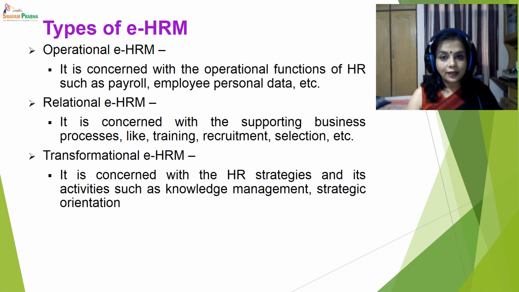There are three types of EHRM possible. Operational EHRM. It is concerned with the operational functions of HR such as payroll, employee personal data or any other matter related with HR functions. Relational EHRM. It is concerned with supporting business processes like training, recruitment, selection, etc. Transformational EHRM. It is concerned with HR strategies and its activities such as knowledge management, strategic orientation. So they provide a kind of a supporting activity for HRM.